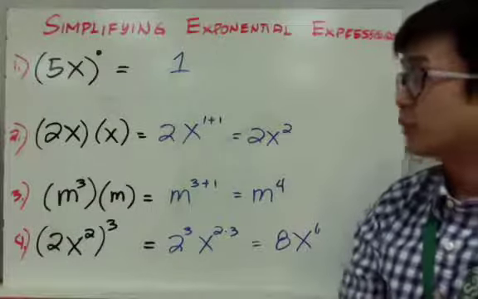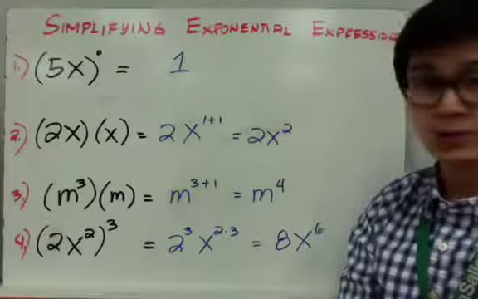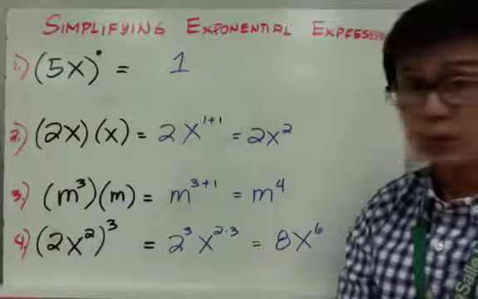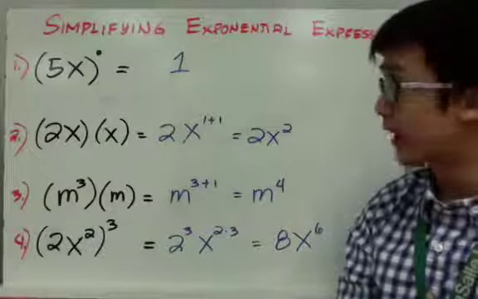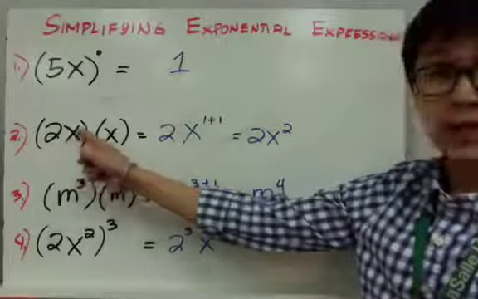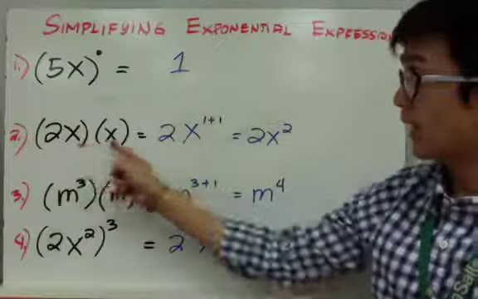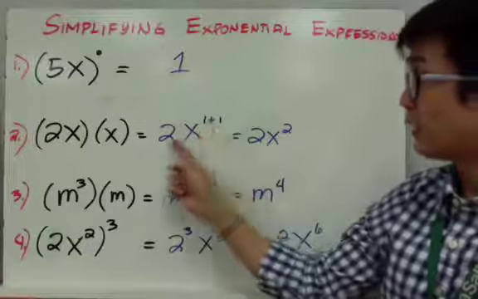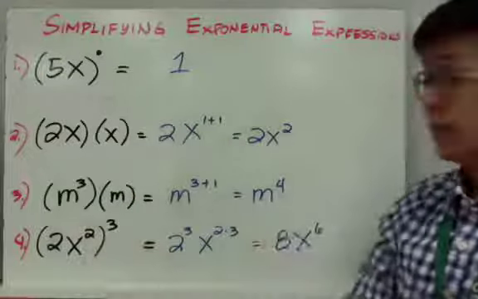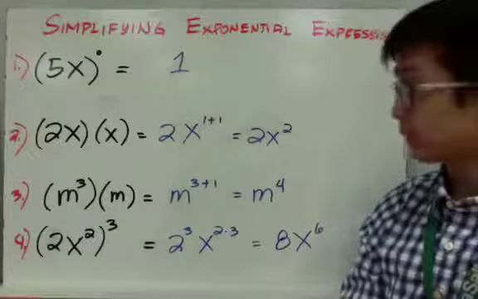And for number 2, we have 2x times x. So, gagamitin natin yung product law ng exponent. So, ang gagawin natin, i-add natin yung exponent ng x. So, 2, copy lang. We know na meron tayong exponent na 1 sa bawat x na to, kaya mag-a-add tayo ng 1 plus 1, 2x squared yung sagot. So, ito yung pag-multiply ng variable sa may exponent.